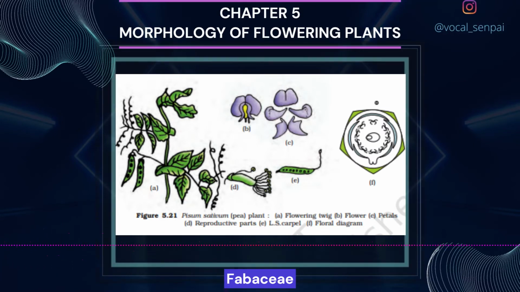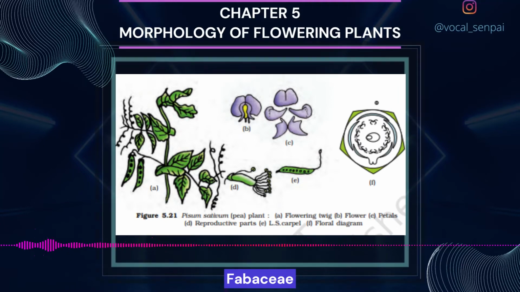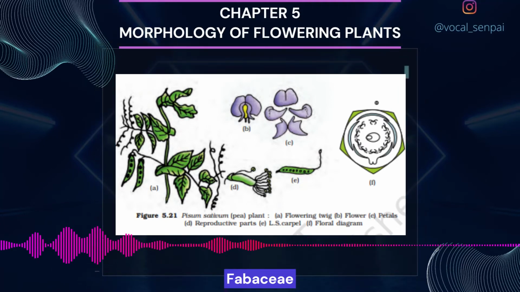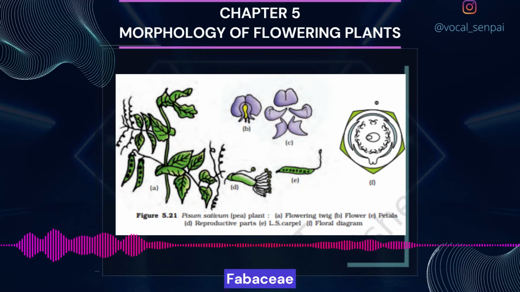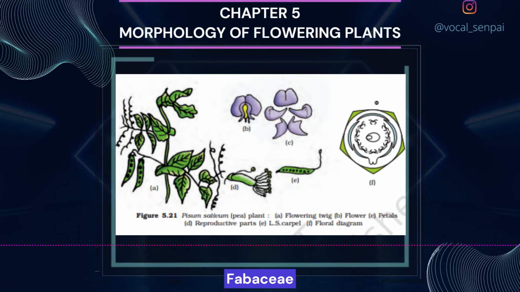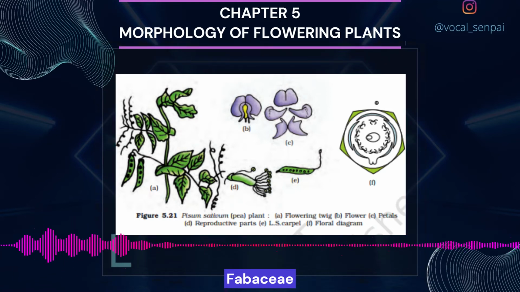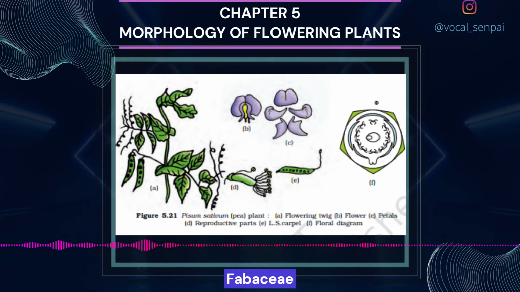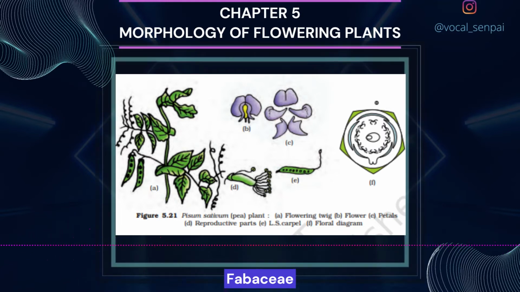Floral characters. Inflorescence. Racemose. Flower. Bisexual, zygomorphic. Calyx. Sepals 5, gamosepalous, valvate, imbricate, aestivation. Corolla. Petals 5, polypetalous, papilionaceous, consisting of a posterior standard, 2 lateral wings, 2 anterior ones forming a keel, enclosing stamens and pistil, vexillary aestivation.